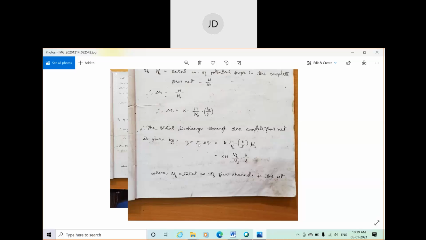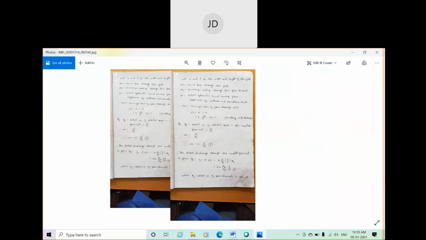It depends on how many flow channels exist in a particular flow net. Considering the total complete flow net, this is the equation we derived in the last class: Q is equal to K H Nf by Nd, times B by L, where K is the coefficient of permeability, and H is the total head due to which water flows from upstream to downstream. B and L are the dimensions of a flow field in our flow net, B is the width and L is the length. Nd is the number of potential drops that exist in a particular flow net, and Nf is the total number of flow channels in the flow net.